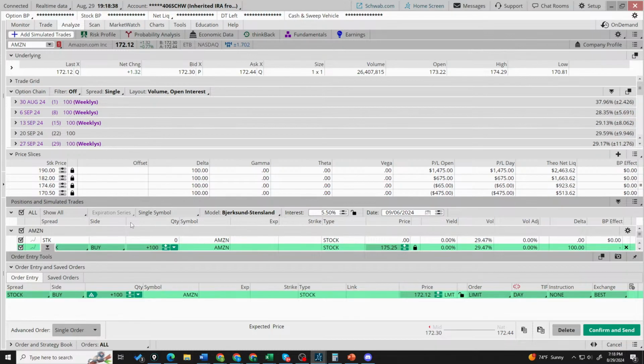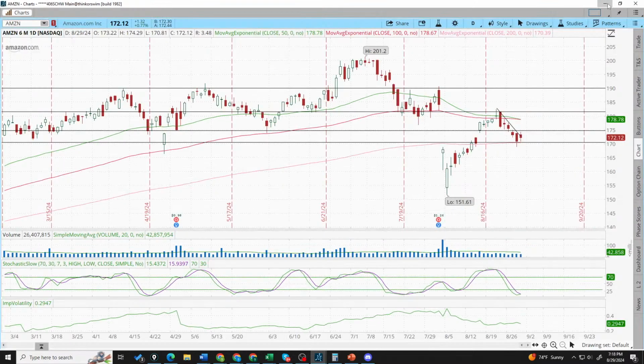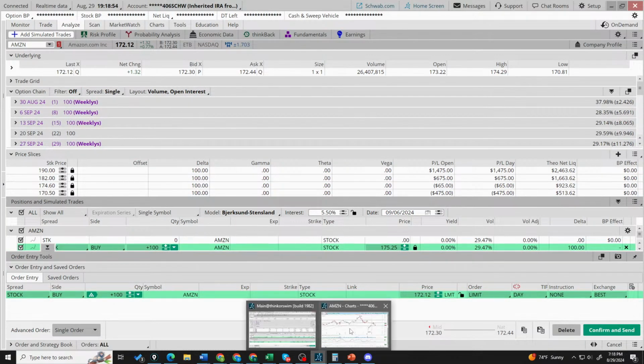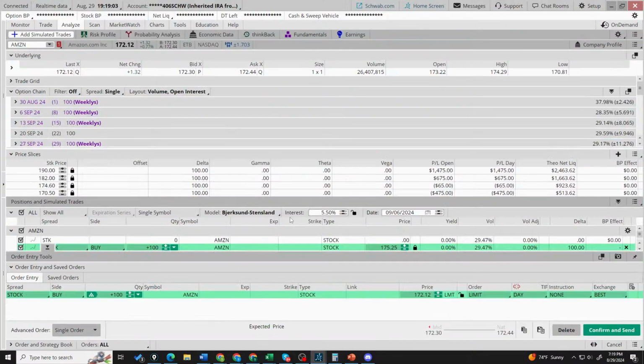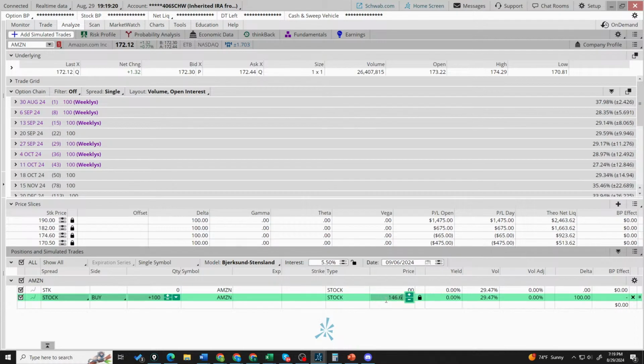Targets. Still the same, right? 181, 182, and 190. Yes. Okay, what do we have here? From a stock standpoint, I'm risking $475. Wait, no, that's not right. I need to move this to 174.60. Bam. Okay.